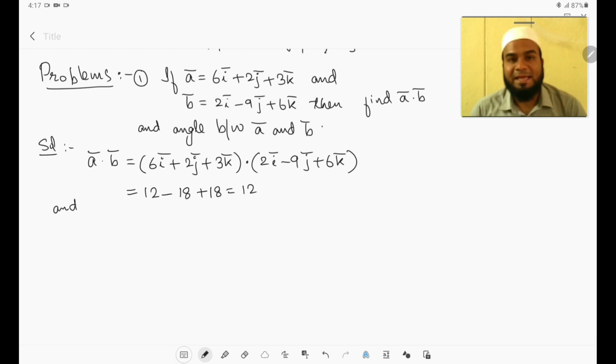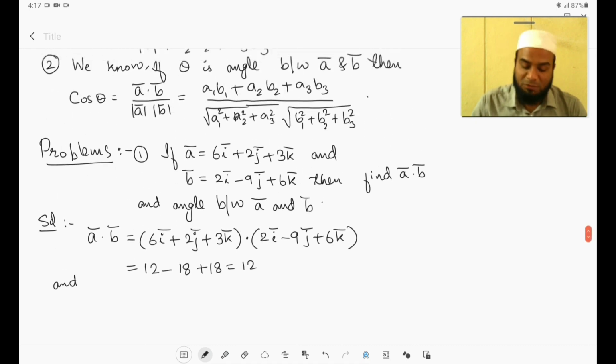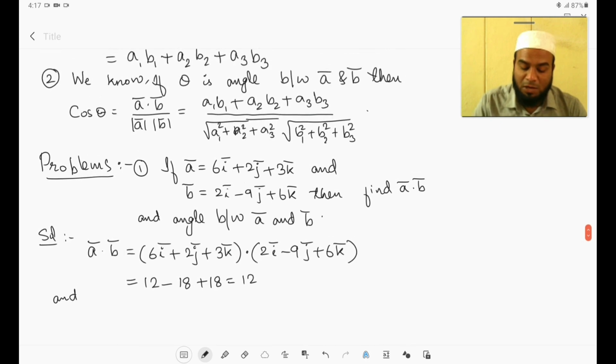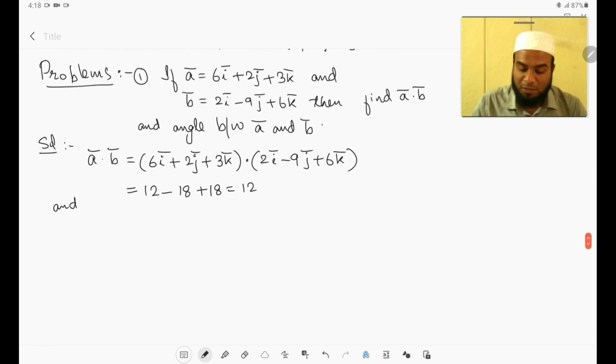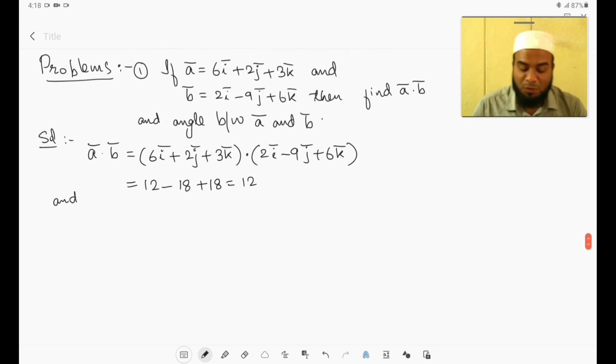If theta is the angle between a bar and b bar, then we know the formula for finding the angle between the given two vectors: cos theta equals a bar dot b bar by mod a bar into mod b bar. We have to use that formula. Already we have computed a bar dot b bar. Now we will compute mod a bar and mod b bar.